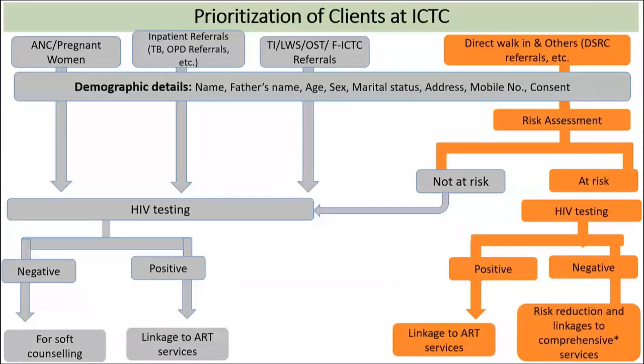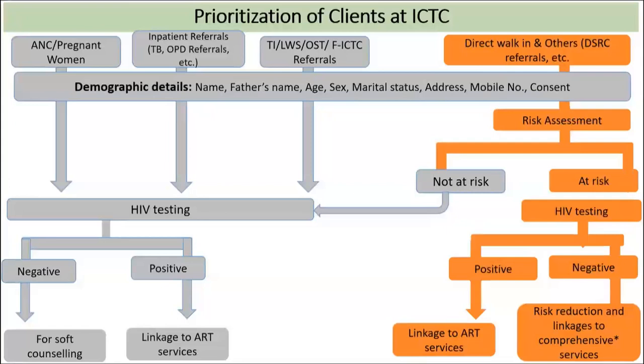But basically, why we are doing this is because they are a low priority for us. At the same time, they are being counseled in some way or other. For example, if someone is being referred from the NACP facility, whether TI or LWS or OST or FICTC, they are being counseled at some point of time. So they don't need that kind of intense counseling. But those who are coming on their own, those coming directly to ICTC, those coming from STI centers, DSRCs and others, they need concerted efforts. They are the prioritized population first.